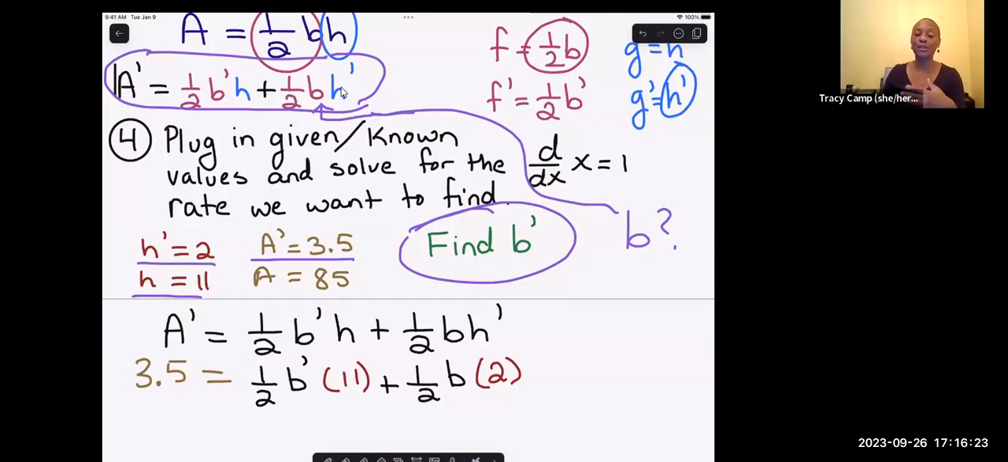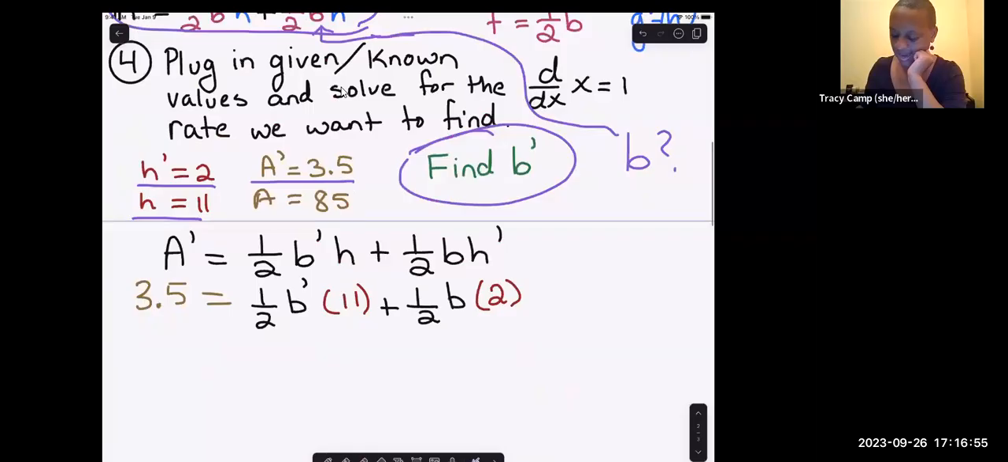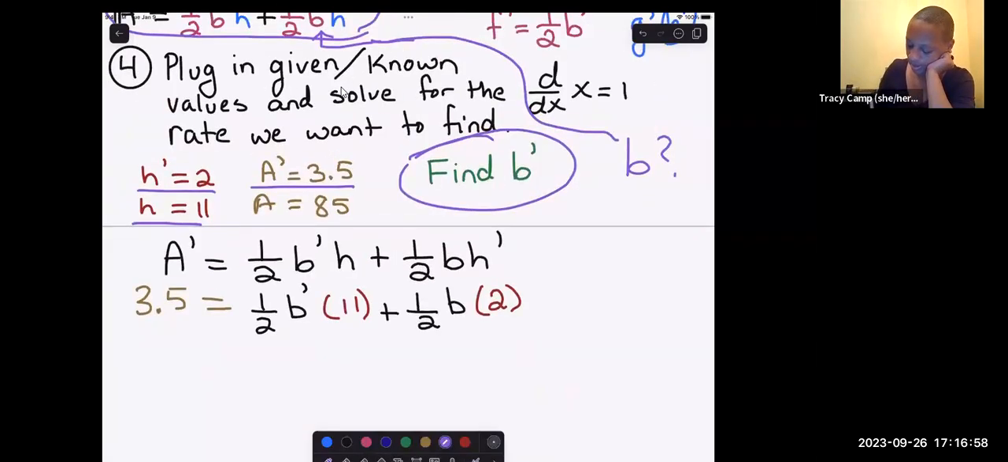I was thinking they gave us all the values that we needed, but it looks like they did not. But they do give us enough information for us to find this other value, this B. And in order to find B, I'm going to use the very first equation that I wrote earlier, A equals 1/2 times B times H, that formula for the area of a triangle. I'm just going to find B. Here, I'm going to do this off to the side. Finding B.